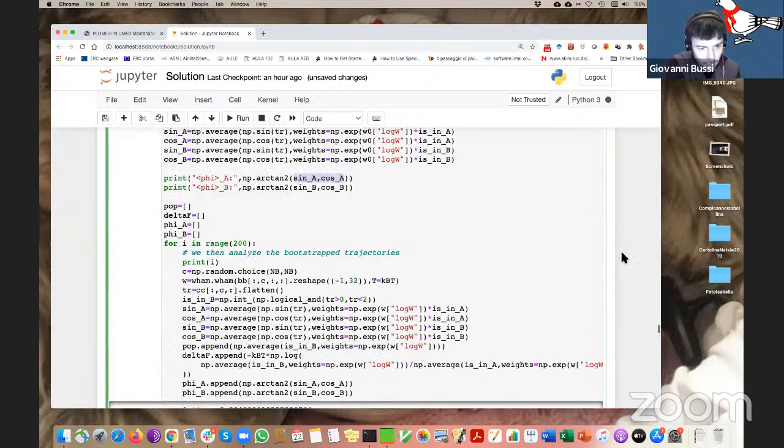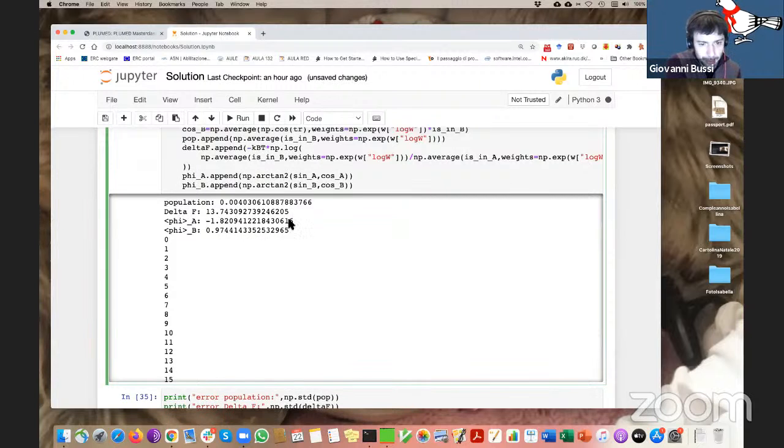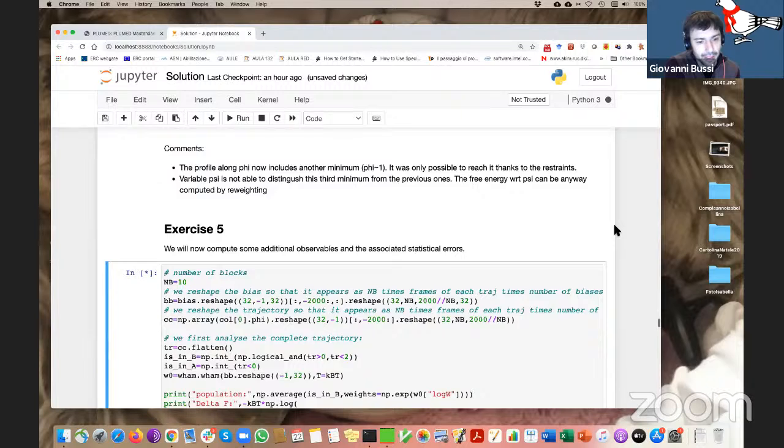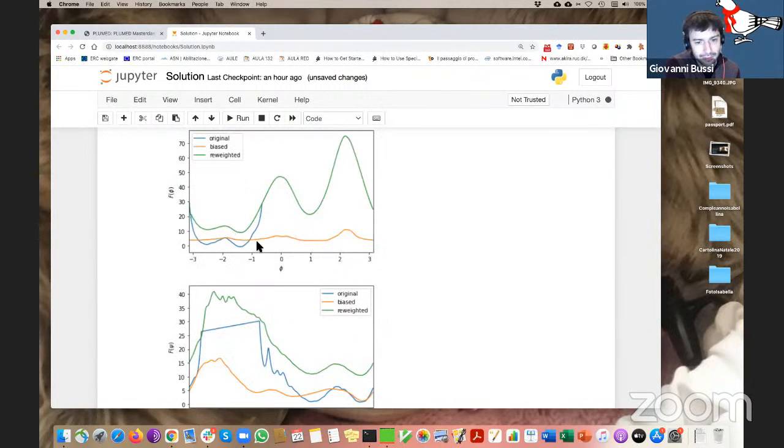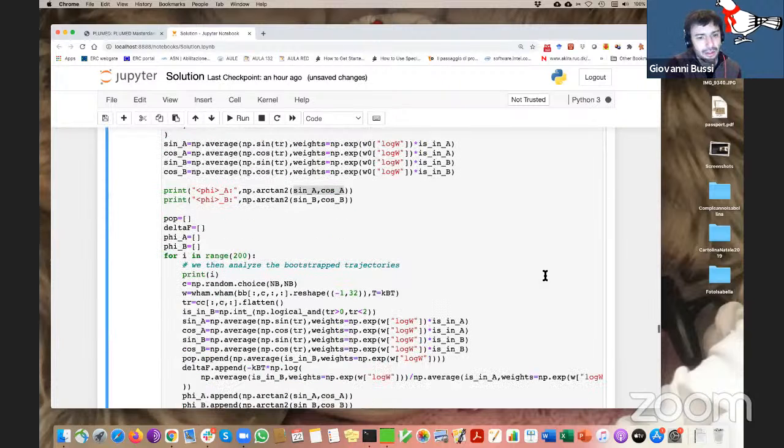Let me check what was written here. Minus 1.8. So the population is like 4 every 1,000, so 0.4%. Delta F is 13 kJ per mole, 13.7. I don't know how many of you obtain similar numbers. The average value of the angle is minus 1.8 in one state and 0.9 in the other state. The numbers do make sense. Minus 1.9 here and 1.08 here. You probably obtain very similar numbers if you just straightforwardly compute the average of the angle without doing this trick.